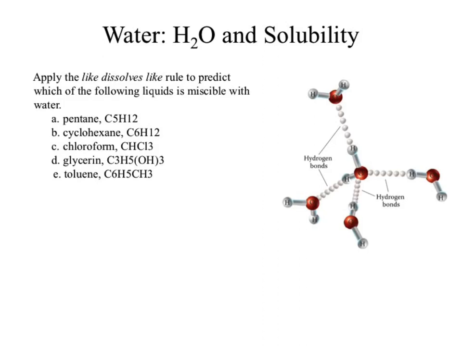So let's switch back to the easy one for another example. Apply the like dissolves like rule to predict which of the following liquids is miscible with water. Like what? So we're talking about forces. Okay, the forces on what things? How many things? As an example, I wrote forces how many times? Twice, because I'm looking at the forces between two things. So I need to compare two things.